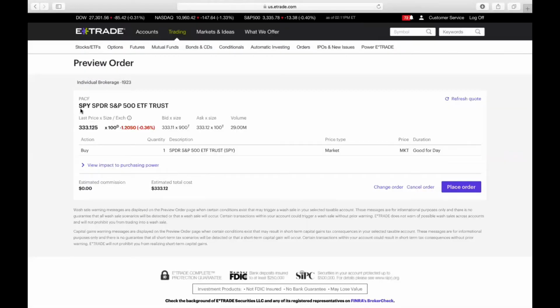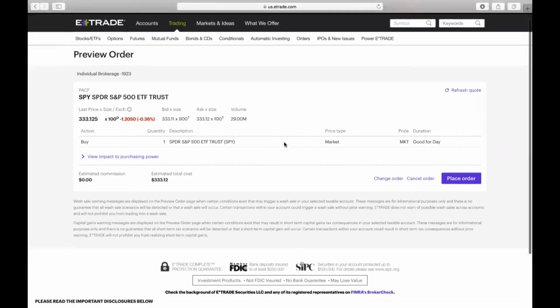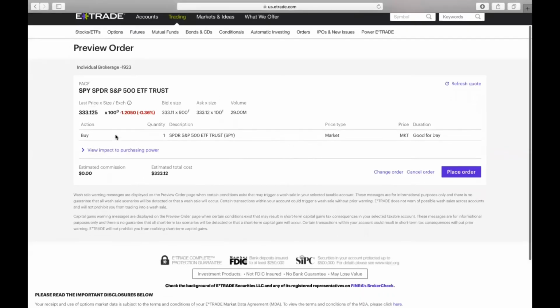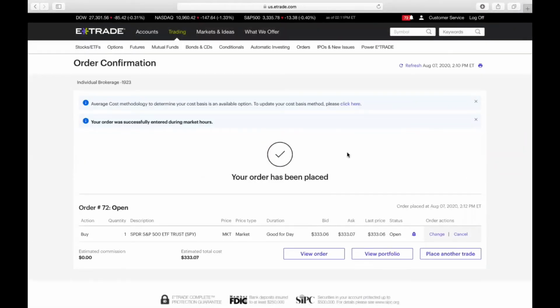So here's our situation. We're going to buy one share of the S&P 500 index, which is this ETF, or exchange traded fund. And everything looks good. Buy, market price, good for the day, place order. There you go. Your order has been placed. And it'll go right through because it was market pricing. So there we go. We got one share here of the S&P 500.